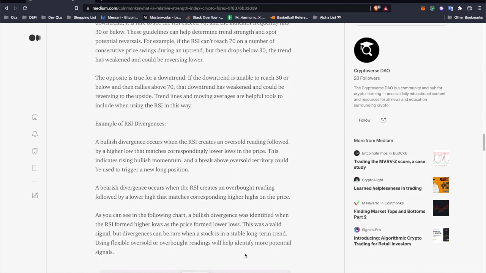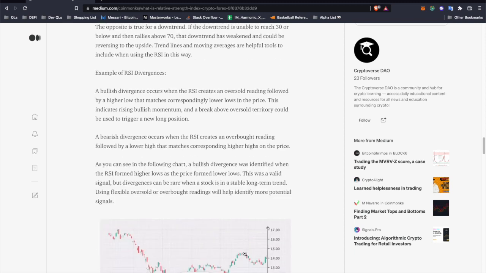RSI divergences, let's talk about that. A bullish divergence occurs when the RSI creates an oversold reading, followed by a higher low on the chart that matches correspondingly lower lows in the price. This could indicate rising bullish momentum, and a break above oversold territory could be used to trigger a new long position, right? So you're expecting the price to now go up and you want to profit off of it. A bearish divergence occurs when the RSI creates an overbought reading, followed by a lower high, which then matches corresponding higher highs in the price.